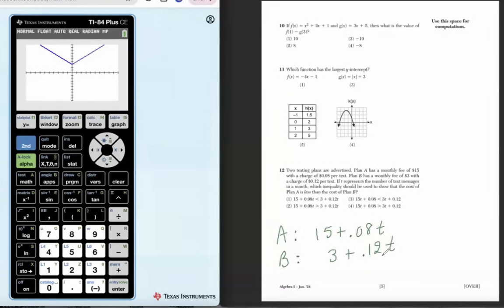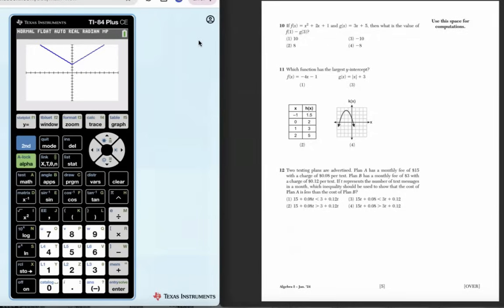If T represents the number of text messages in a month, which inequality should be used to show that the cost of Plan A is less than the cost of Plan B? We know that the less than symbol looks like this, right? This is less than. So we're going to have Plan A first. We have 15 plus 0.08t is less than 3 plus 0.12t. So that's choice 1. That was pretty simple.